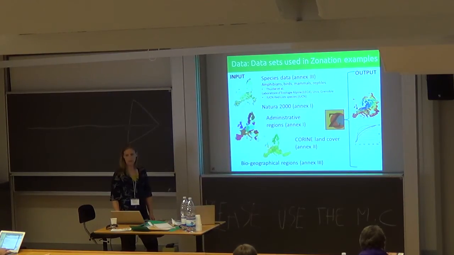And the second data set I have used here is Natura 2000 data, which is described or used as protected areas from Annex 1. And for administrative regions, I've used country borders here, and the 2 other data sets are Corine land cover, and the last one is biogeographical regions, which is already one spatial data theme in INSPIRE.